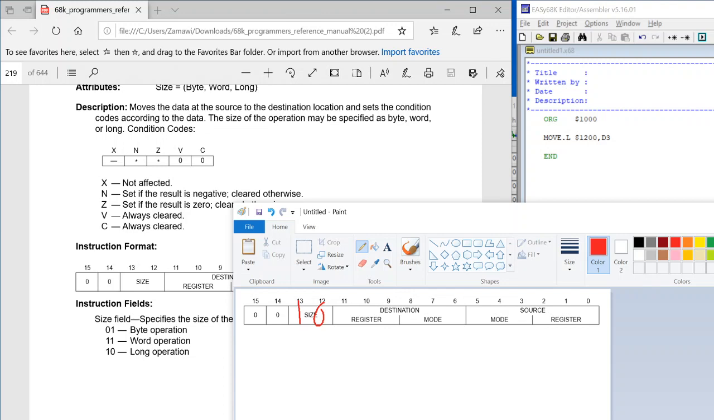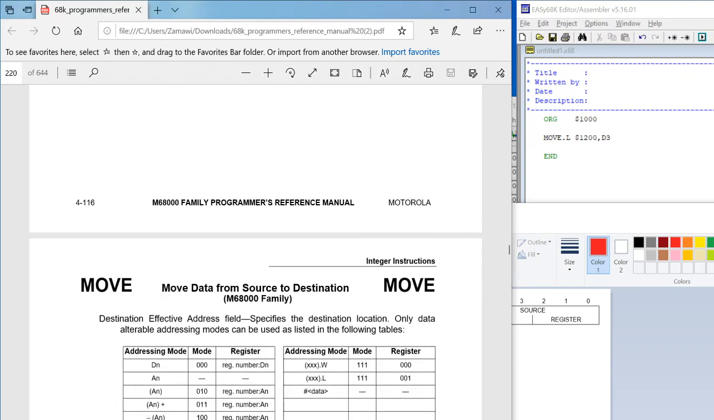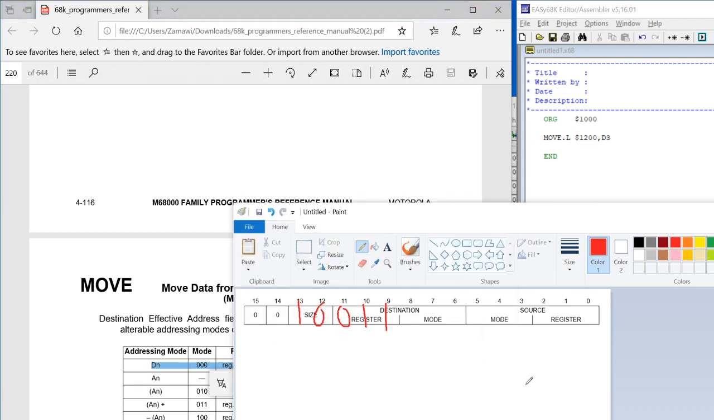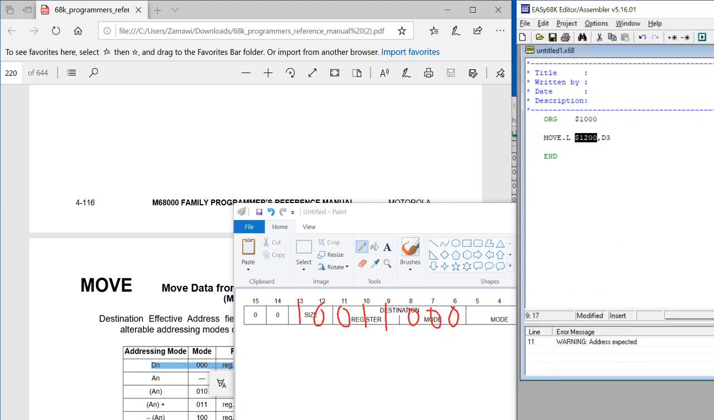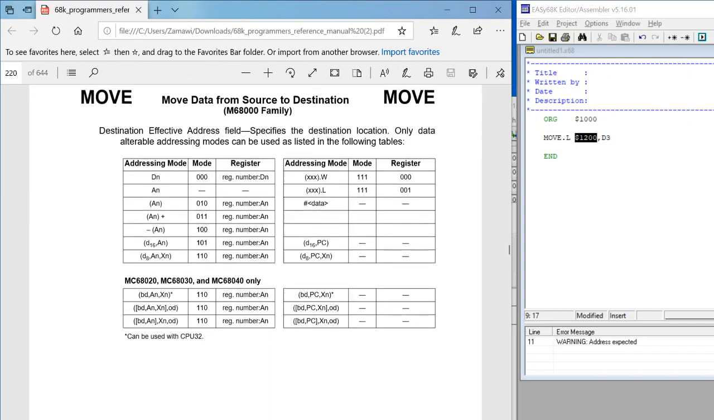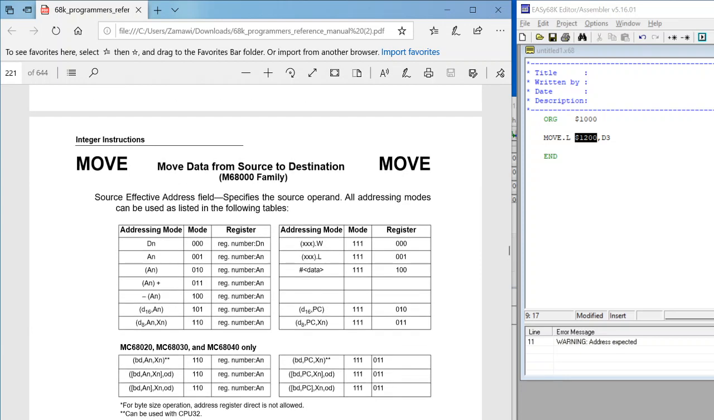D3 means data register, register number 3, which means 011, and the mode for the destination, you're going to take 000 accordingly from the tables. So this is 000. Now for the source, you have this direct access to the address $1200. So you have to go for the source table. Based on this, which one do you need to refer to?